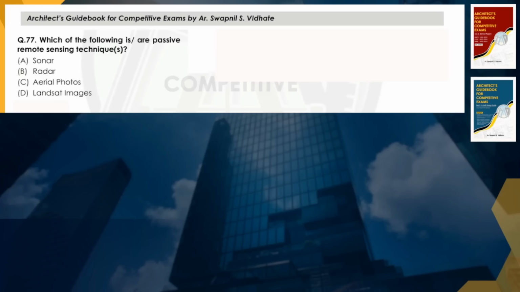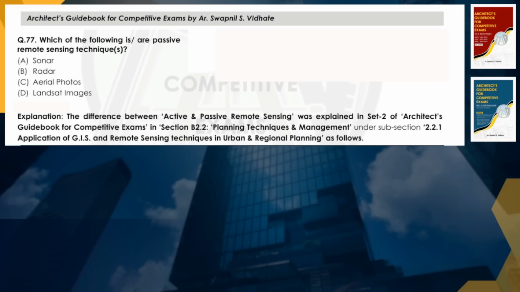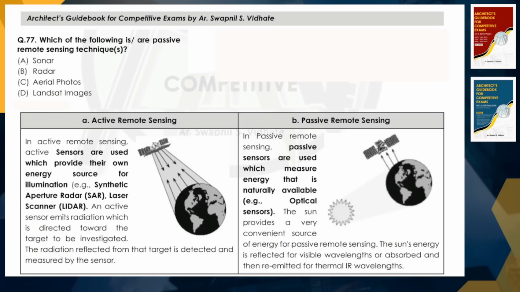Question 77. Which of the following is or are passive remote sensing techniques? Options are sonar, radar, aerial photos, and Landsat images. Now, the difference between active remote sensing and passive remote sensing was already explained in Set 2 of Architect's Guidebook for competitive exam, in section B 2.2, planning techniques and management, under the subsection 2.2.1, application of GIS and remote sensing techniques in urban and regional planning. What was the explanation provided? You can correctly select the options for this question 77 from this explanation.